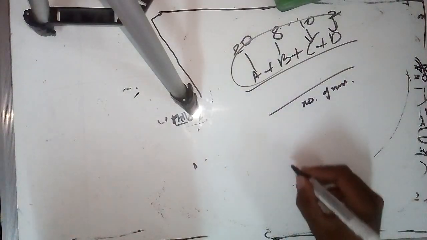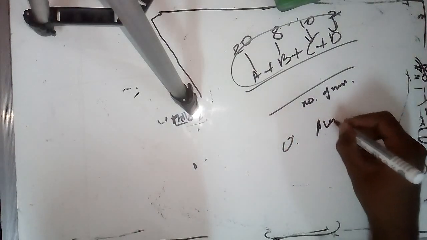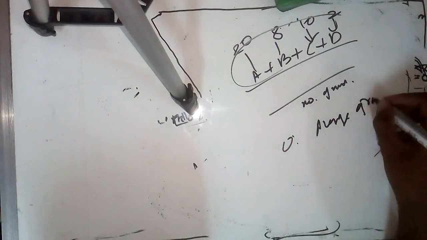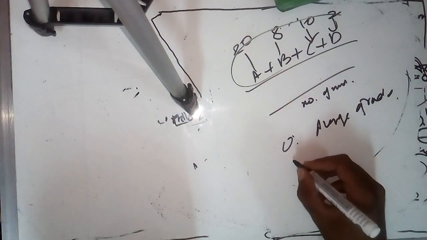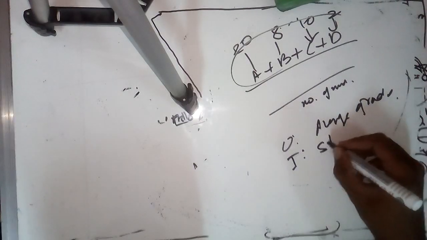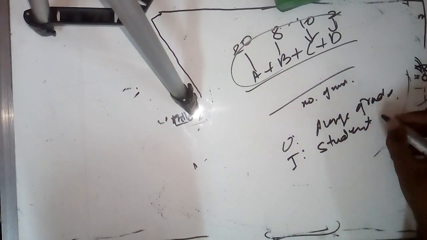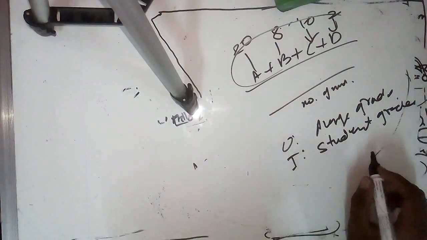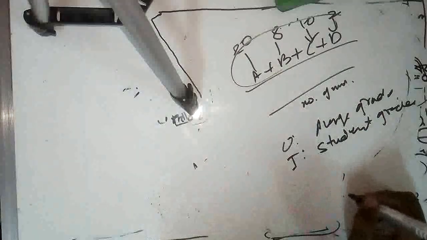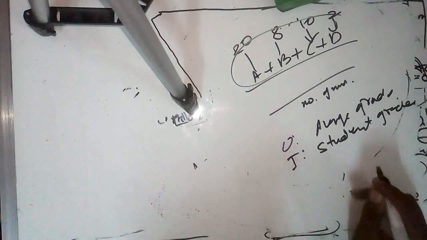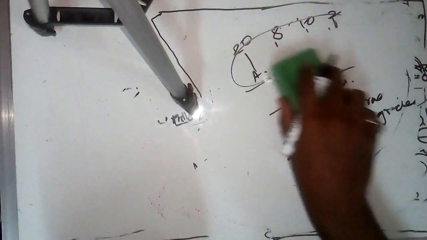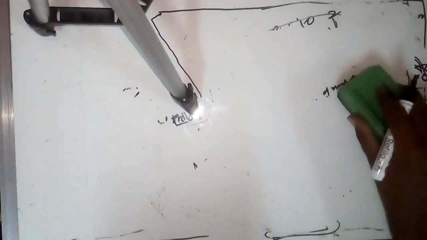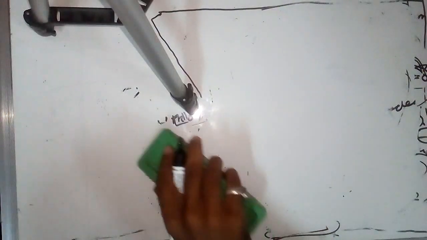So for output, we have to output the average grade, and for input we have to input the grades of the students. So I'm writing it as student grades. For processing, it will count the number of students, and then calculate the average.